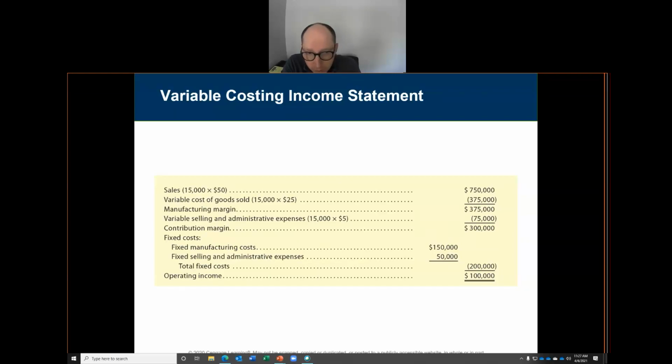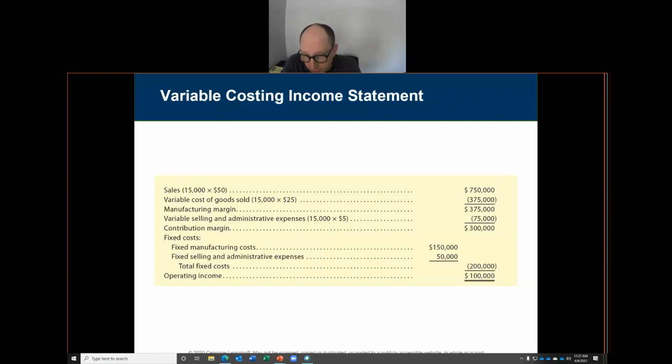Minus our variable selling and administrative expenses. Again, variable, we separated out from fixed. $5 per unit variable selling administrative expenses, sold 15,000 units, it's $75,000. Manufacturing margin minus variable selling administrative expenses equals contribution margin. That's the difference. Remember, we're separating our variable cost from our fixed costs when we talk about variable costing method.